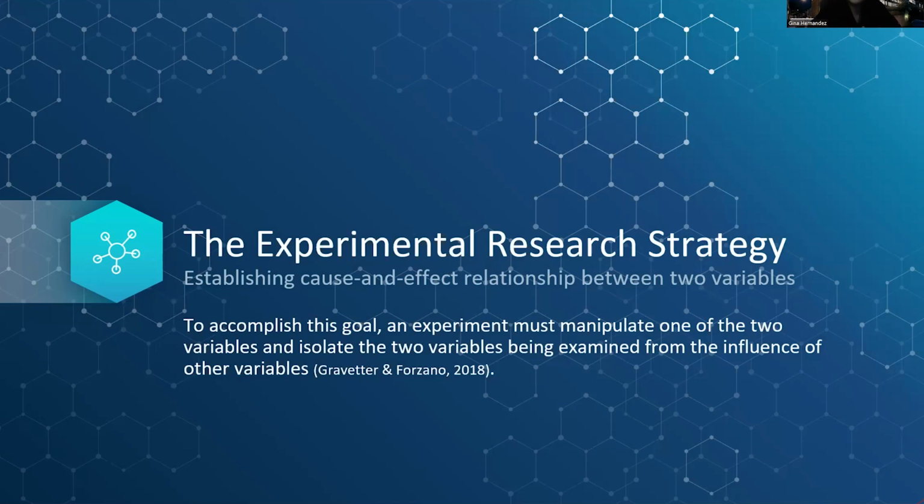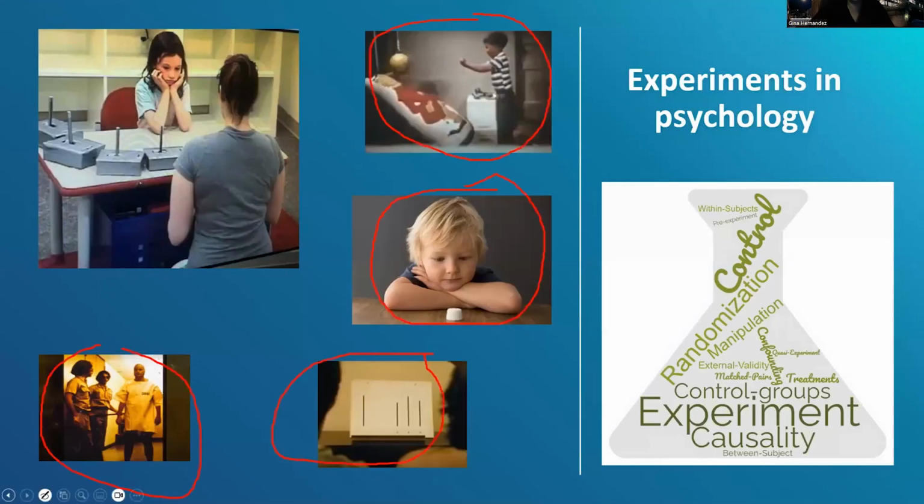In order to accomplish this goal, an experiment must manipulate one of the two variables and isolate the two variables in order to not have any other variables influencing the experiment. So all the variables that are not the independent and the dependent variable should be controlled for. This is what control stands for. So this is why most of these experiments are done in specific settings.